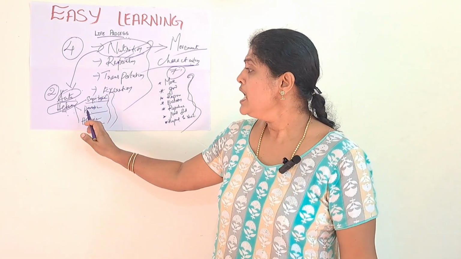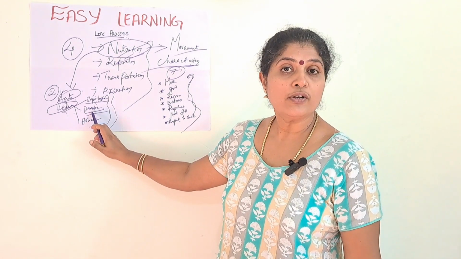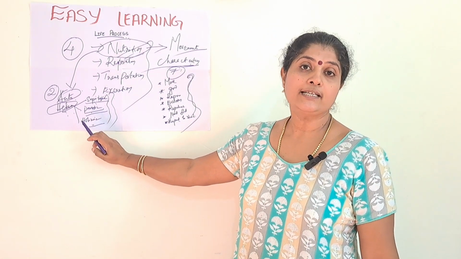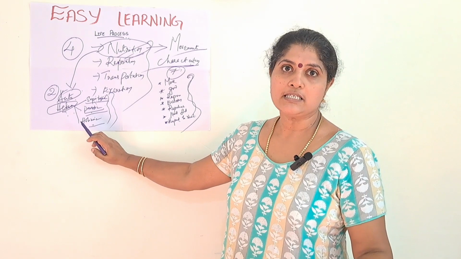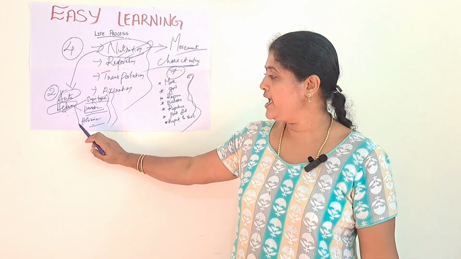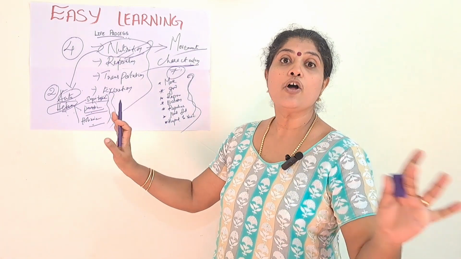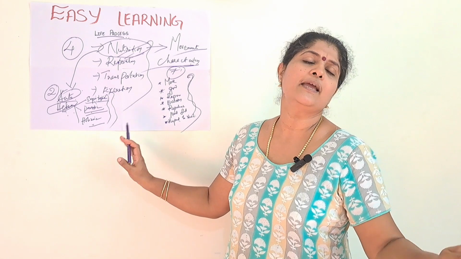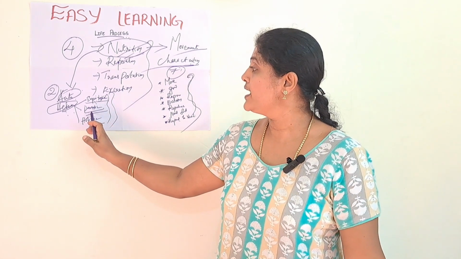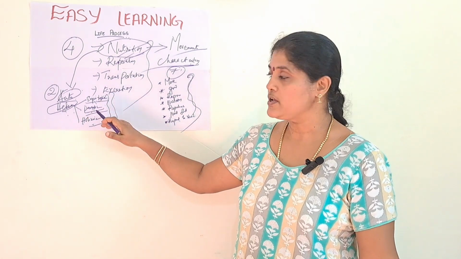Okay. Second one is parasitic nutrition. This is also a mode of nutrition in which the organism takes the nutrients from other organisms without harming or killing them. So they get their nutrients from another organism, but they are not harming that particular organism. At the same time, they are not killing that organism also. That is how they get the nutrients for their survival.